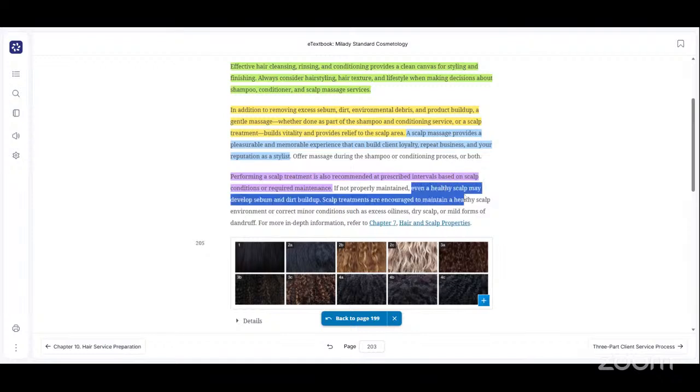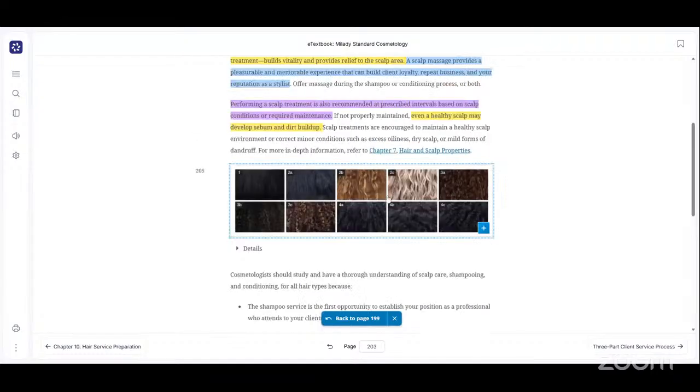It says even a healthy scalp may develop sebum and dirt buildup. That's why the shampoo is so encouraged. And scalp treatments are just like a facial serum. When we do facials, at the end we'll add a facial serum. That serum is dedicated to whatever issues we may have seen in the face, whether dry skin, wrinkles, dark spots, and things of that nature. We would treat that throughout the service, and then we'll have the serum at the end.